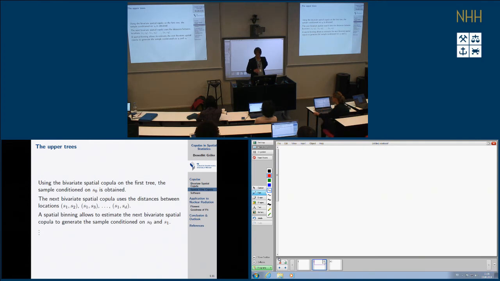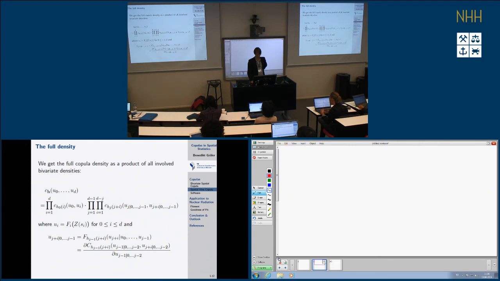The upper trees are just built out of the lower building blocks. This just checks what I just said. This looks a bit complicated, but in simple words, it's just a product of all copulas that you have been fitting. So you simply multiply up all copulas from all the trees, and this is a simple way to get the density of the full copula distribution. So it's no big inversion, no integral, it's simply the product of all copulas that you have been using. And this looks even a bit more complicated, but it's actually just a conditional distribution of the copulas you have anyway. So this looks complicated, but you get it almost for free if you fitted a copula first.